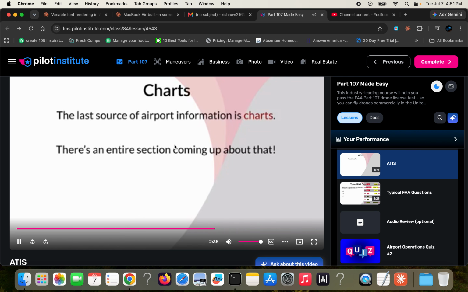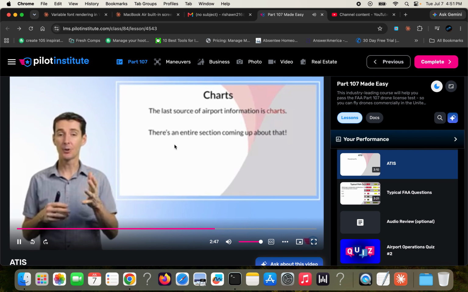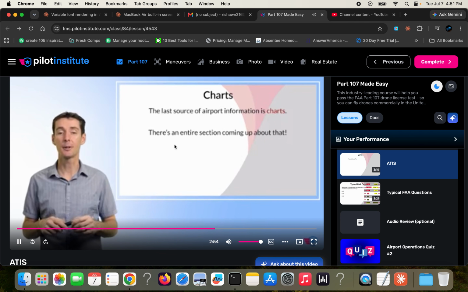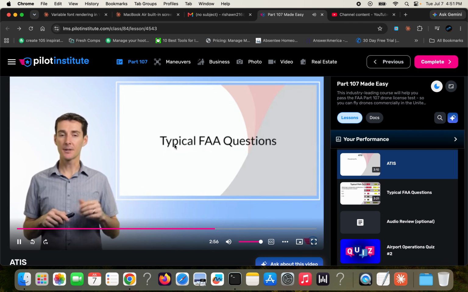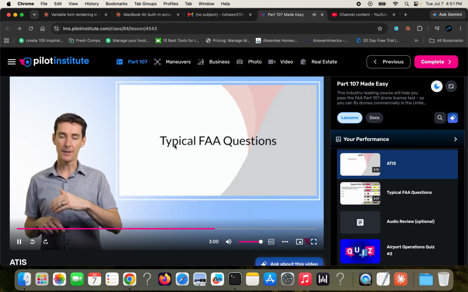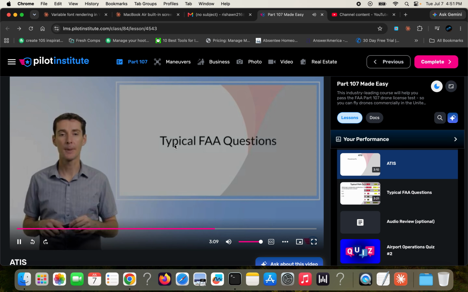The last source for airport data is charts. And like I said, charts is a very wide topic. So I'm going to go over this in the next presentation because there is so much more information than what I want to cover in this topic. So let's go ahead and take a look at some typical FAA questions, and then we will go back to the charts in the next chapter. There's also a quiz at the end of this presentation, so you can go ahead and take the quiz. Make sure your knowledge is good before you move on to the charts.